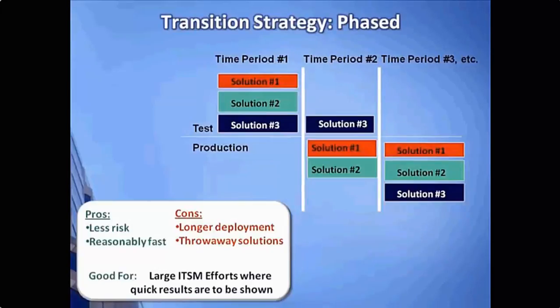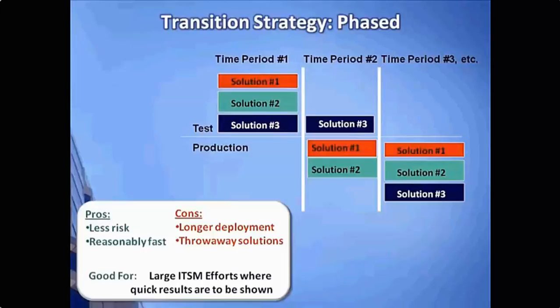The pros of this approach are that it's less risky, it's reasonably fast. What's against this particular approach is that it does take longer because now we're moving things in pieces and parts rather than all at once. And there is a risk that since we're moving things in pieces and parts, in order to get the entire solution working with the old solution, we may have to develop some throwaway solutions temporarily just to keep things working until the entire solution is put into place.